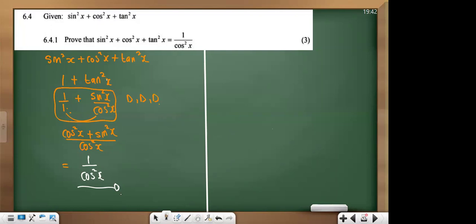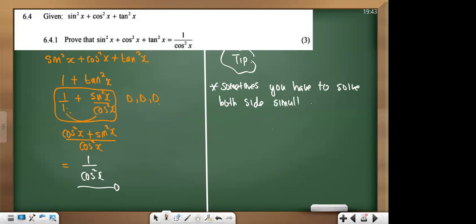I hope it makes a little bit of sense. Yes, it does. All right. But guys, here's the tip. Sometimes you have to solve both sides simultaneously to a common point.